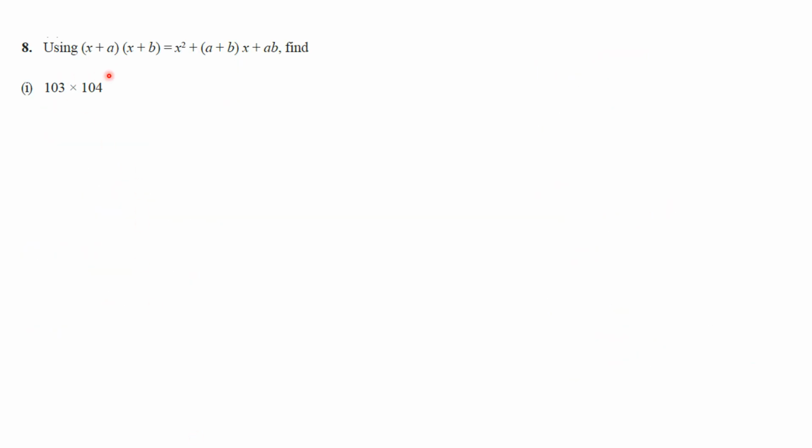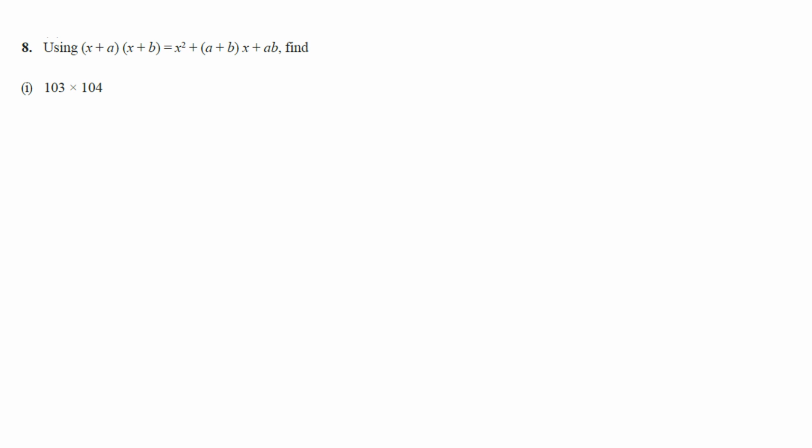Question number 8. Using (x + a)(x + b) = x² + (a + b)x + ab, find the value of 103 × 104. So you have to use the given identity and then only find the product. Your first step is to write 103 and 104 in the form of x + a and x + b. We can see both 103 and 104 are near to 100, right?